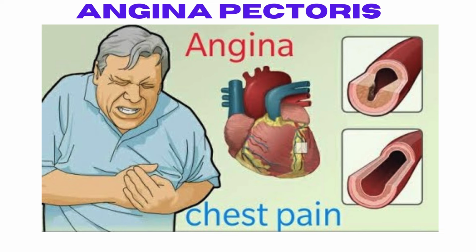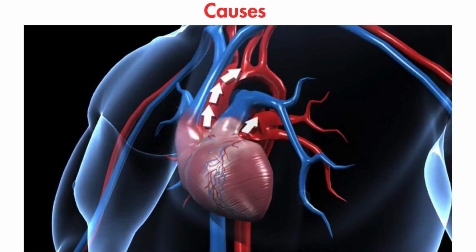Angina is a chest pain resulting from myocardial ischemia caused by inadequate myocardial blood and oxygen supply. Angina is caused by an imbalance between oxygen supply and demand. Demand is more but supply is less. Now we will see what causes angina.